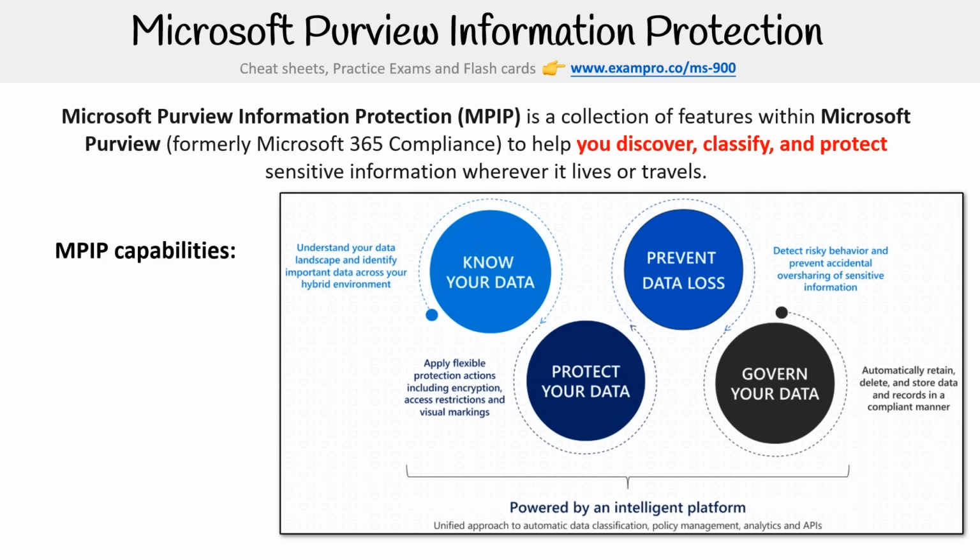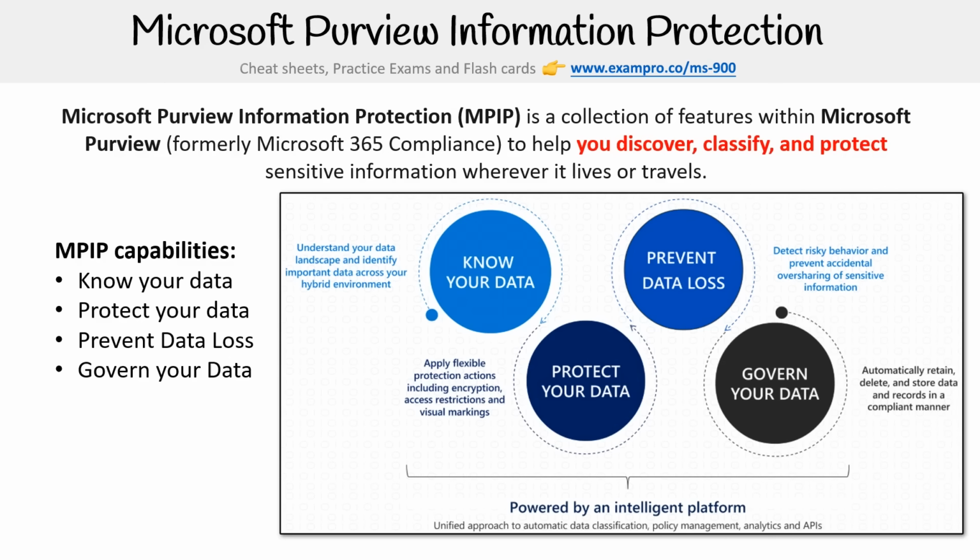So the idea here is that we have this diagram, and we have 4 specific domains that are information protection capabilities around our data. The first is know your data. The second is protect your data. The third is prevent data loss. And the fourth is govern your data. So we'll be going over all these sections in the next few slides.